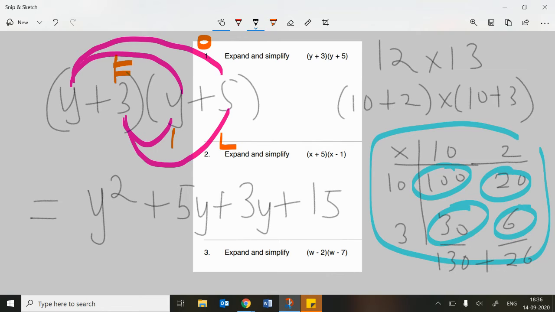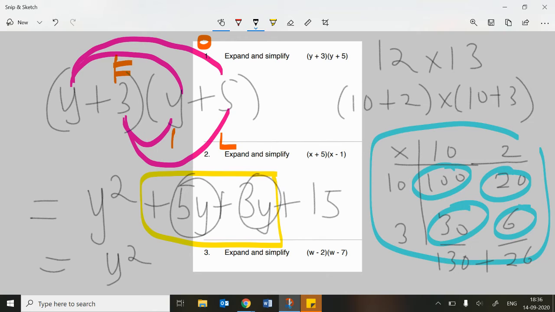Now, you're pretty much done. It's just that you should notice now that this simplifies. These are like terms. So we've got y squared, which is different to amounts of y, so we've got only one lot of y squared. And then we've got 8 lots of y, so 5 y's and another 3 y's. And then we have plus 15 on the end as well. So we can finish it off like that. That's your final answer.